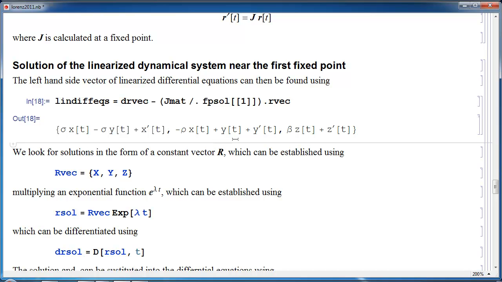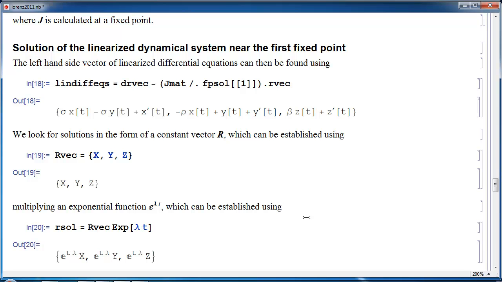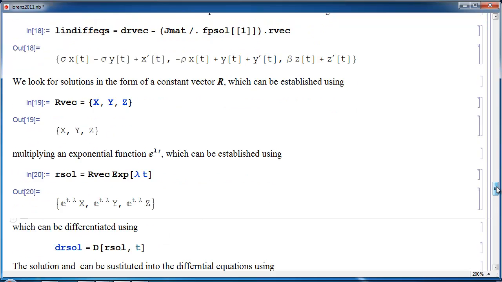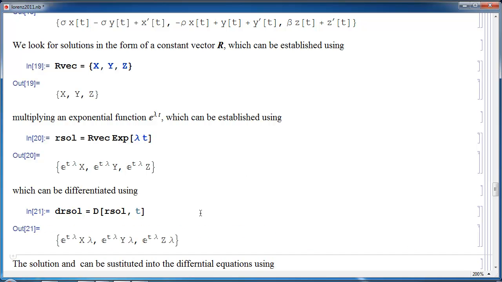And we try to solve these equations, or find a solution in the form of a constant vector r, whose components we can establish using that, multiplied by an exponential function involving a parameter lambda. So this is what the solution looks like. And if we want to put that into the differential equation, then we need to differentiate that with respect to t. So that's the derivative of our solution.